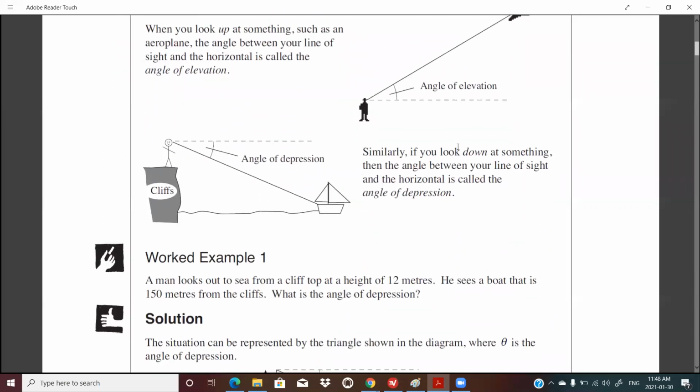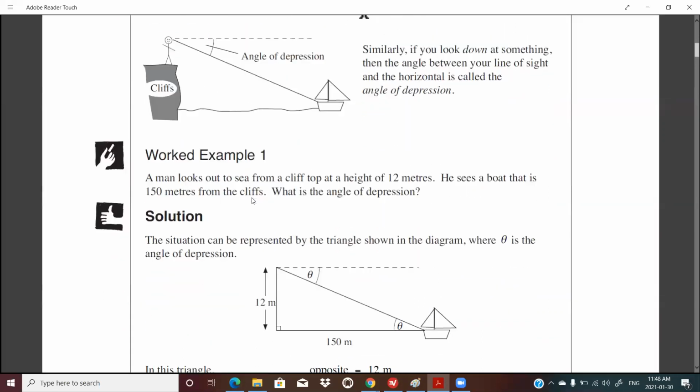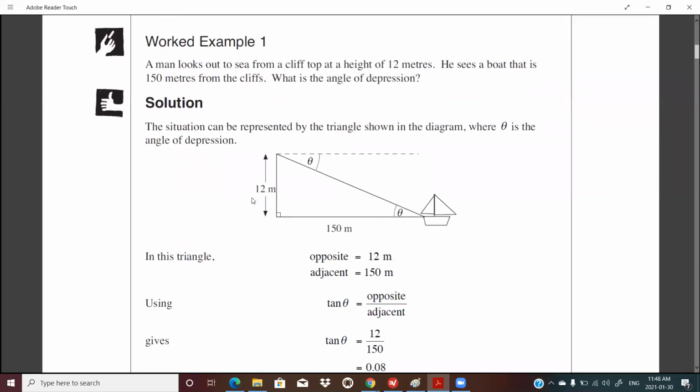And similarly, if you look down at something, then the angle between your line of sight and the horizontal is called the angle of depression. So this is the horizontal, the line of sight looking down at something, this is the angle of depression. So let me give an example. A man looks out to the sea from a cliff that is about 12 meters high. He sees a boat that is 150 meters from the cliff. What is the angle of depression?